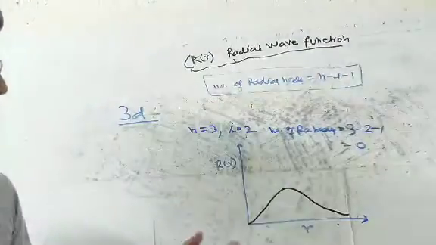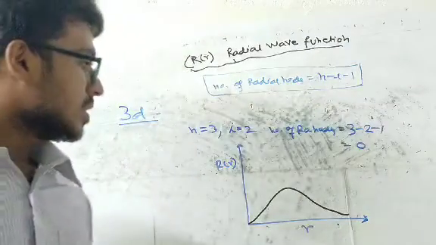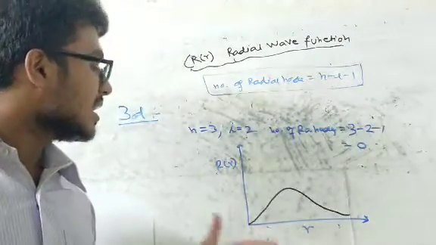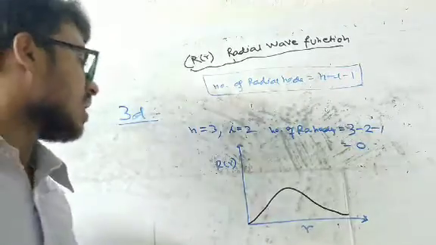So by using these kinds of concepts, you can easily tell what the radial distribution graph of a specific orbital is. Okay, let's try a question.